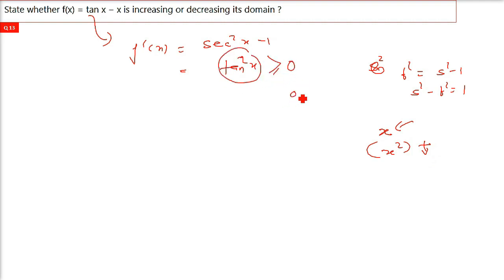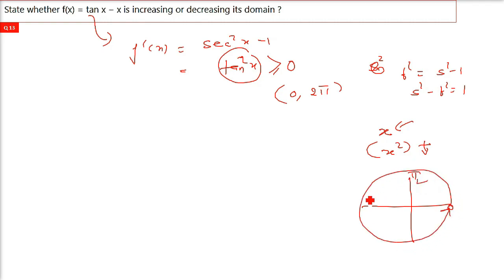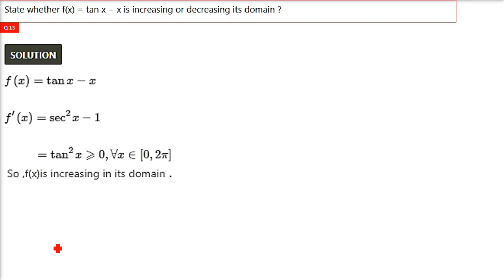And when we say it is greater than 0, we are talking about the domain between 0 and 2 pi. See, if you start with 0, you go all around the circle, all quadrants, so from 0 you reach 2 pi. So it will always be positive. This function will always be increasing. Now the diagram is very important. If you can draw the diagram and explain it, it will be very beneficial for you. I can tell you that.